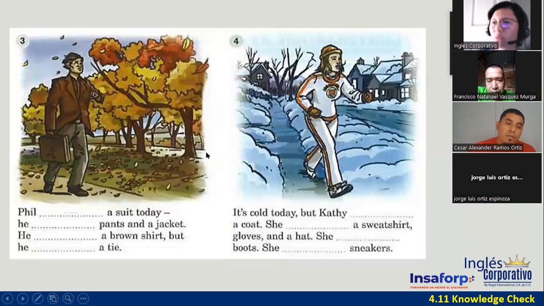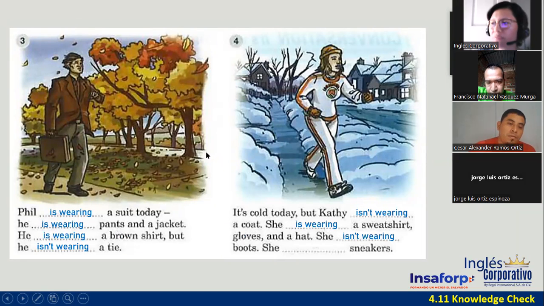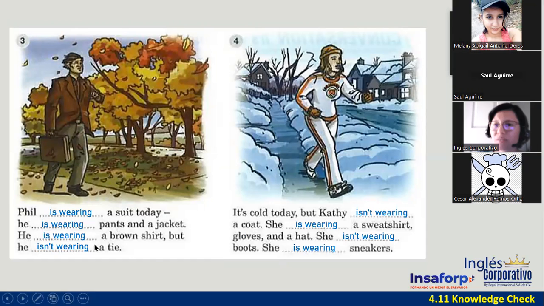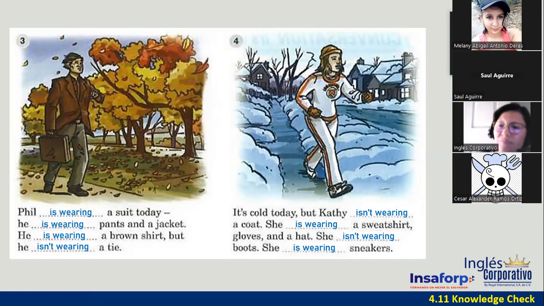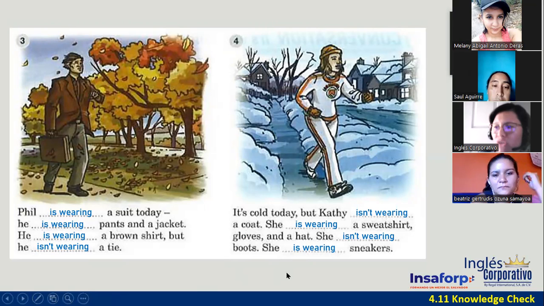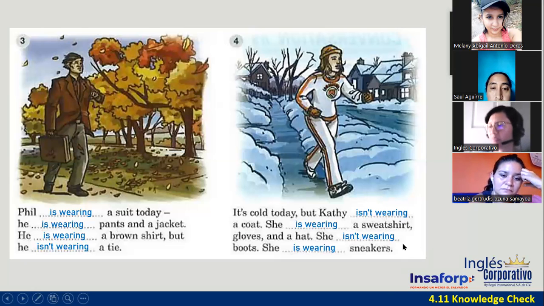What about number three and number four? Number three, number four? Melanie, please, number three. Saul, number four. Phil is wearing a suit today. He is wearing pants and a jacket. He is wearing a brown suit. He isn't wearing a tie. Okay, thank you very much. Okay, esto se dice suit, porque si digo sweet, sweet es dulce, ¿verdad? Suit, este es suit y acá es but, pero, but, muy bien. What about number four, Saul? Thank you, Melanie. Number four, Saul.